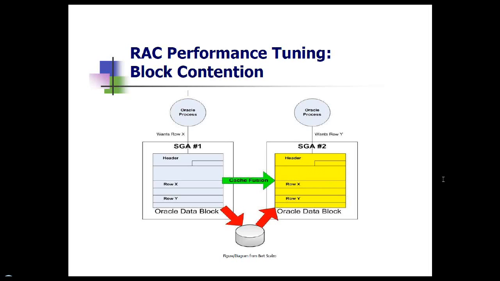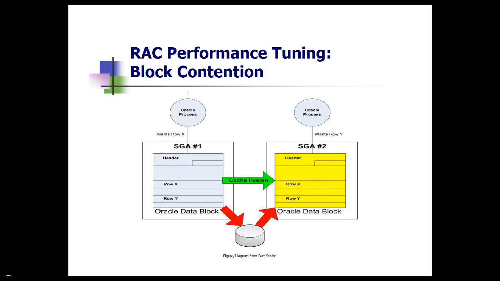So let's take the same picture we had before. The first process wants row X, and that block happens to be in node number 1's SGA. And the second process, which got load balanced over to the other node, wants row Y. And we know from earlier that row X and row Y are in the same block. Therefore, depending on the transaction nature and the current status of the blocks, we could very well be asking or forcing cache fusion to do that synchronization for that block, since we have 2 processes trying to get to different rows but on the same block.